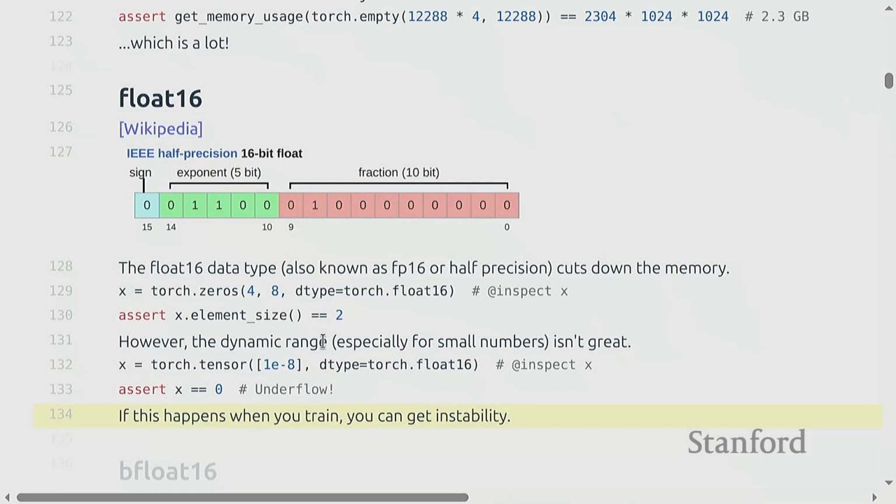So if you use float 16 for training, for small models, it's probably going to be okay, but for large models, when you're having lots of matrices, then you can get instability or underflow or overflow, and bad things happen.